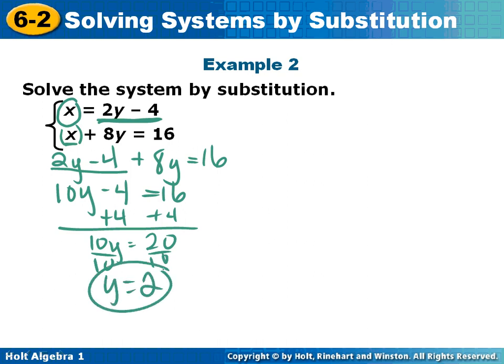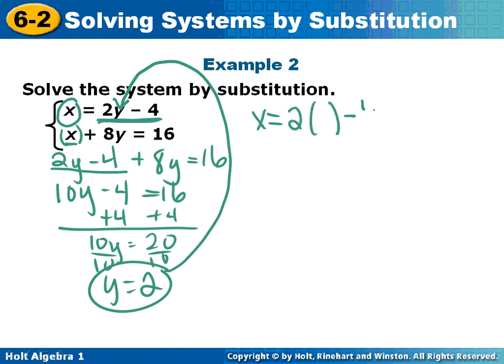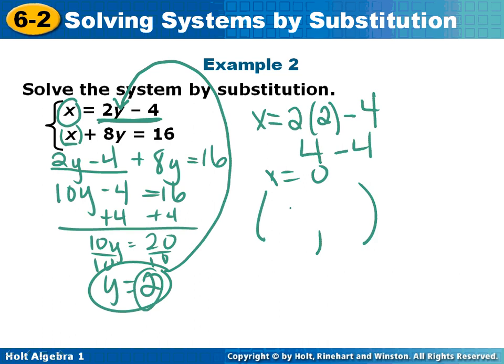Now the easier equation usually to substitute back into is the variable that's by itself. So I'm going to take x equals 2 times the y value I just got minus 4. So I'm going to take this 2 and plug it in place of y. And 4 minus 4, x is 0. You have to put an intersection point, which is going to be the x value, and then the y value of 0, 2. Okay, more fun.